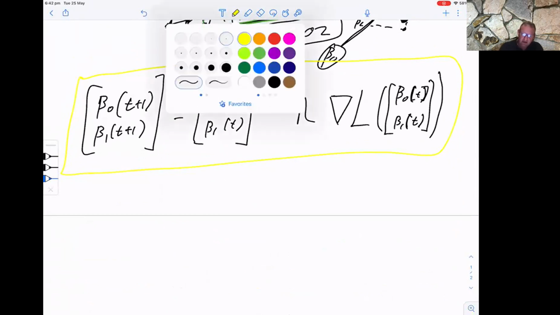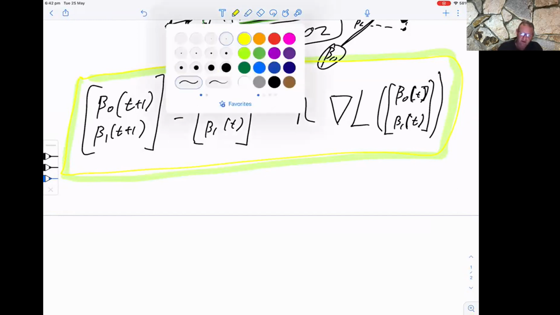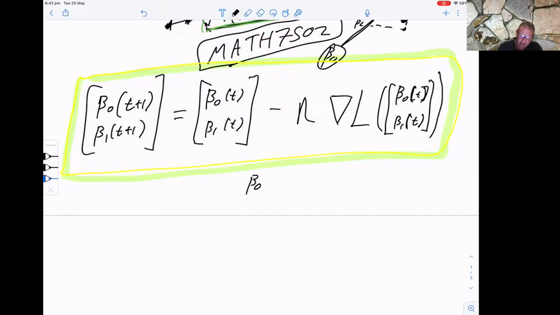What's this technique called? What's this recursion called? What did I just write here? So I wrote here a recursion for if you start with some beta 0, 0, beta 1, 0. You start with some vector, beta. What is this thing called? Somebody. Gradient descent, that's what it is.